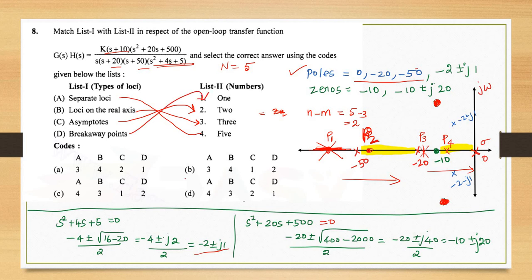So what about the answer? The answer option D is the correct answer.